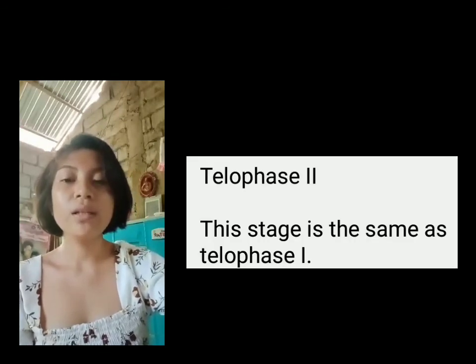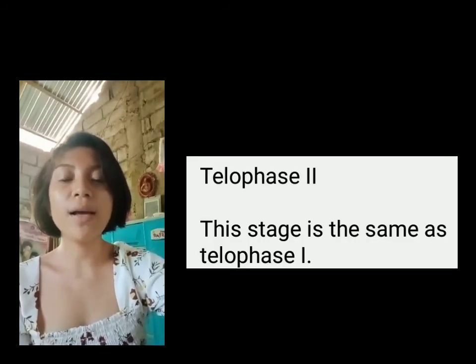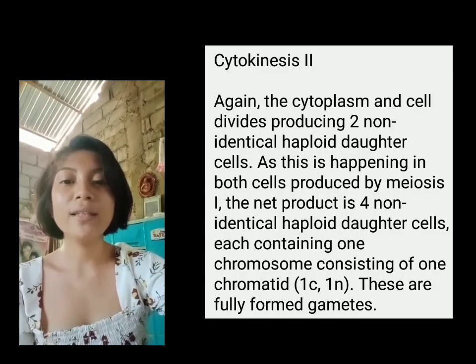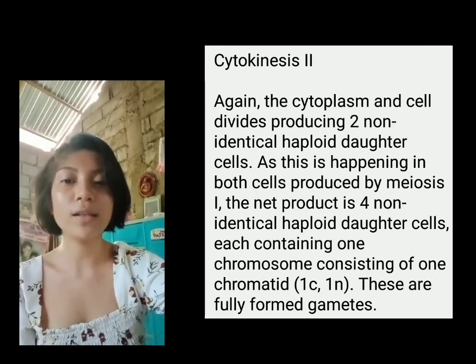Telophase 2. This stage is the same as Telophase 1. Cytokinesis 2. Again, the cytoplasm and cell divide, producing two non-identical haploid daughter cells.